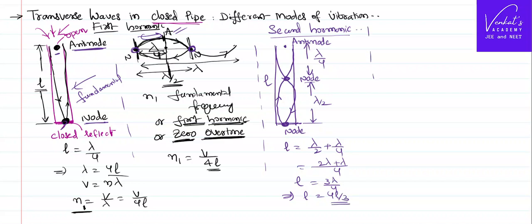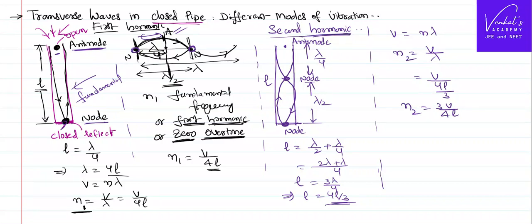Once you have got the value of lambda, we can use the formula V equal to N lambda, N equal to V by lambda. V by lambda, how much have I got? 4L by 3. That is 3V by 4L. I call this frequency N2, that's called second harmonic. So this is called second harmonic, or you can call it first overtone.